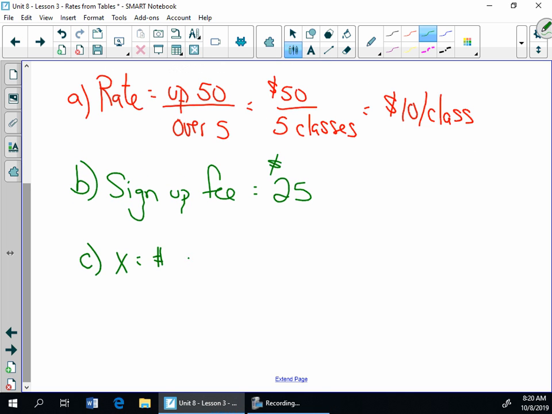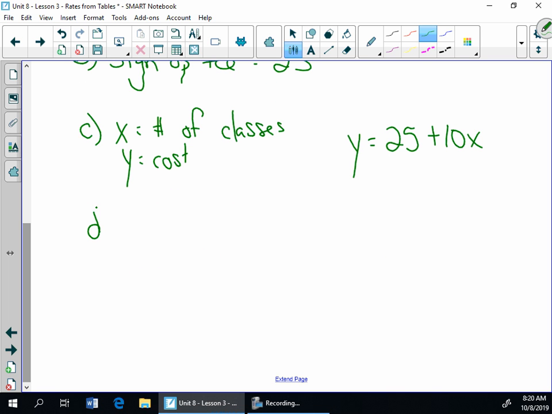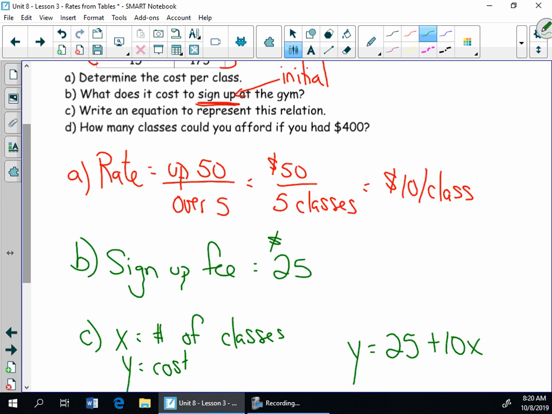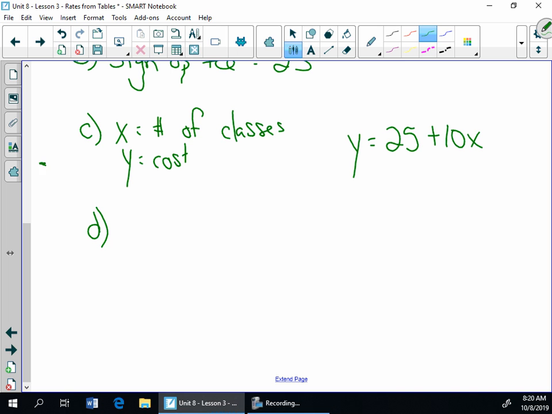Okay, part C, write an equation. X equals number of classes. Y equals cost. Y equals how much? Well, it started at 25, and it went up 10 for every class. That was our rate. Okay, and the last part, D here. How many classes could you afford if you had $400 to spend on this? Well, 400 would be my cost, right? So if I use my equation, I'm going to replace the y with 400 and solve for x.